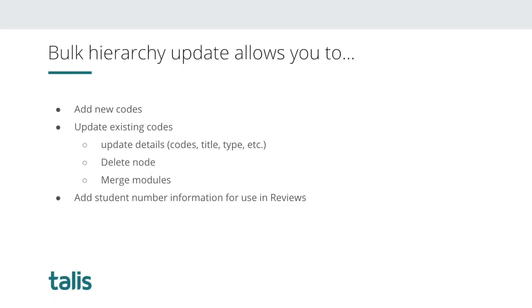So the bulk update allows you to add new courses, update existing codes, so update the details, all of the details: codes, type, title, parent associations, description. It lets you delete nodes and it also lets you merge modules. It also allows you to add student number information, JAX codes, and all sorts of stuff.